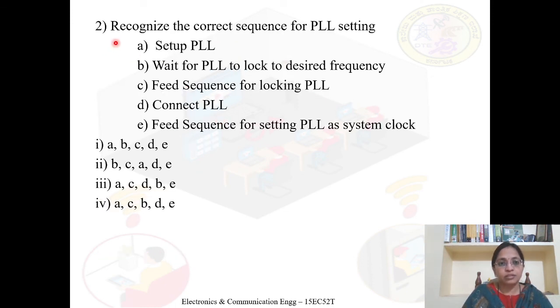The second question: recognize the correct sequence for PLL setting. A is set up PLL, B is wait for PLL to lock to desired frequency, C is feed sequence for locking PLL, D is connect PLL, and E is feed the sequence for setting the PLL as system clock. In the below 4 options, we have written the order. Which is the correct order that you have to choose?